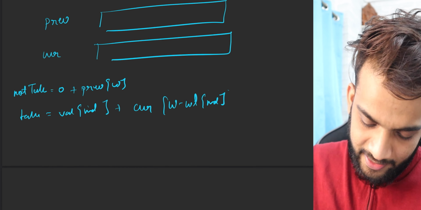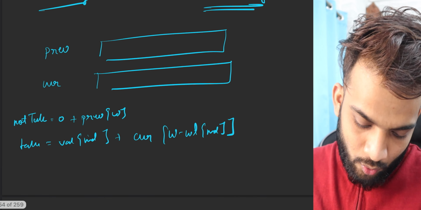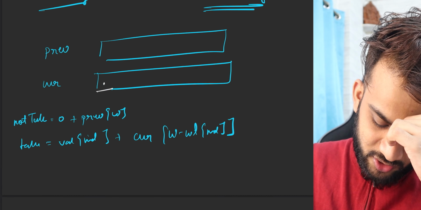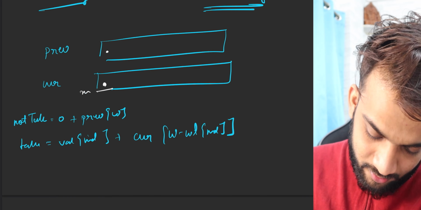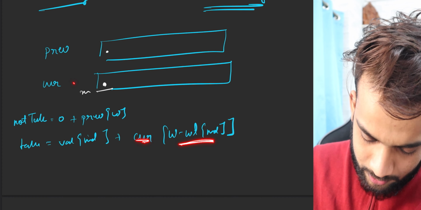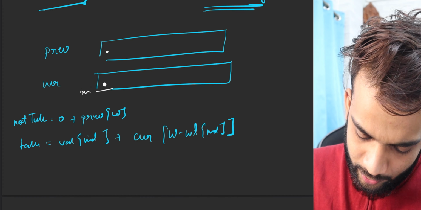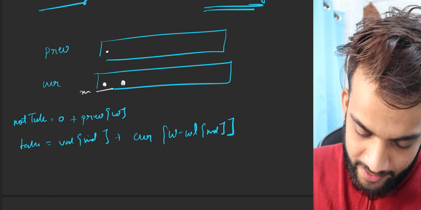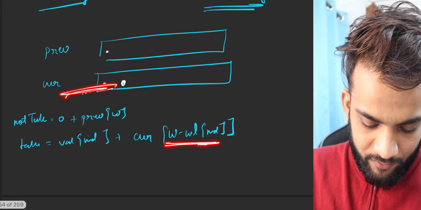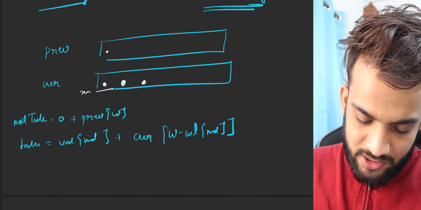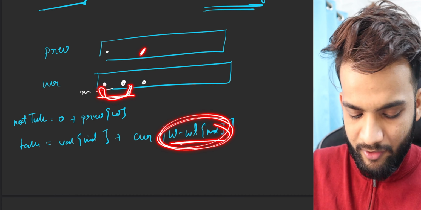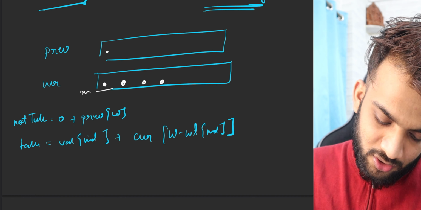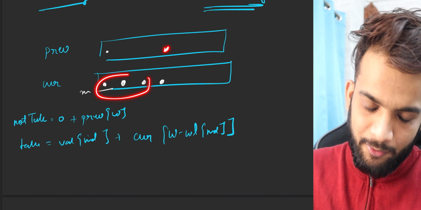Okay. So can I say, whenever you're trying to compute this, what are you using? You're using this and someone from the current but from the back. Whenever you're trying to compute this, you're using someone from here and someone from the previous, because w minus wt is somewhere from here.